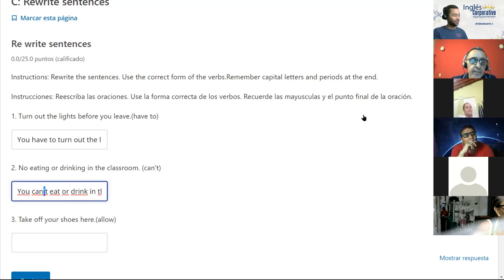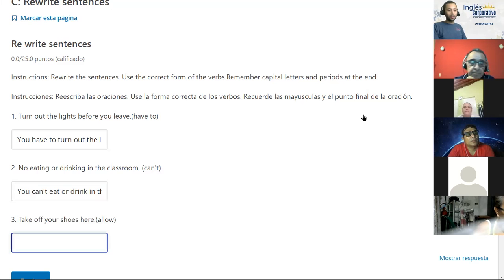Entonces, ¿el apóstrofe dónde está? Vamos a poner aquí el teclado, que no se ve casi porque le he puesto aquí el filtro. Está justo a la par de la tecla cero. Así que cuidado con eso. No estoy diciendo que eso sea necesariamente, pero he visto en otras plataformas y en otros ejercicios automatizados que aparecen incorrectas las respuestas por algo así de pequeñito. Ok. You can't eat or drink in the classroom.